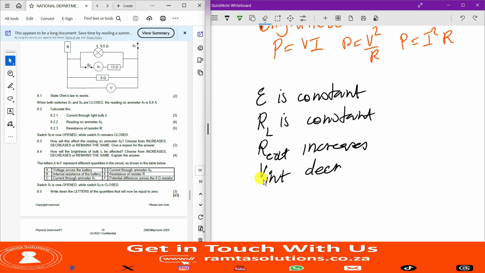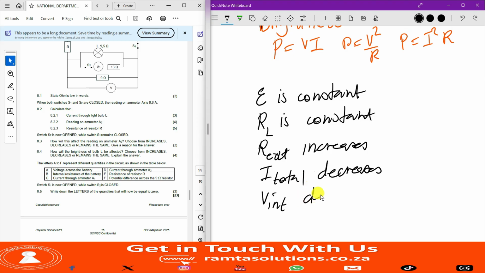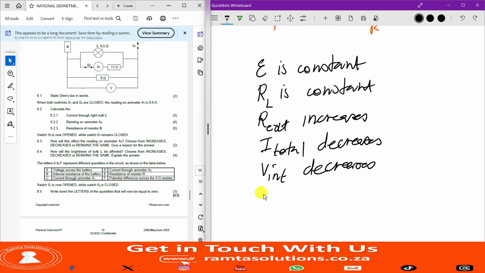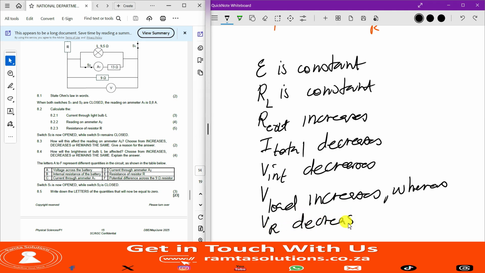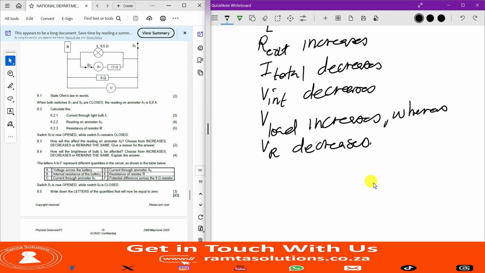Or before that, total current decreases. Then if total current decreases, internal potential difference decreases, right? And if internal potential difference decreases, V load increases, right? Whereas V of R decreases, right?